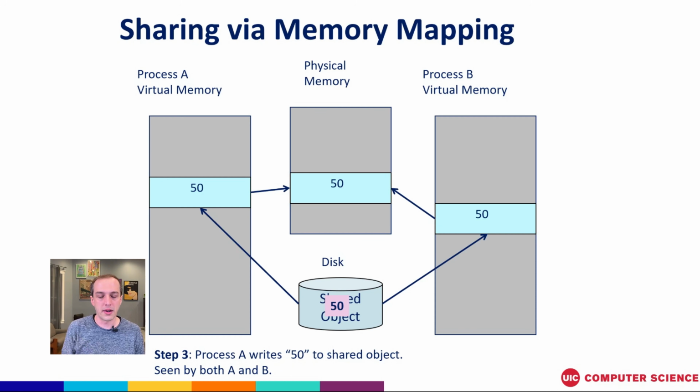And whatever any one process writes, so if process A writes 50 to that shared object, it will immediately be reflected in the physical memory, and it will immediately be visible by process B. So that way, anybody that has that page mapped in, if there's nothing stopping us from forking multiple times to have multiple children that all have access to that same page, they're all going to see the same thing at the same moment in time.